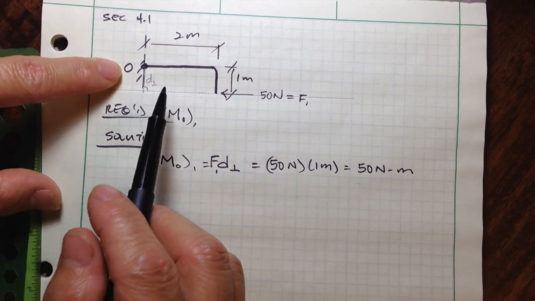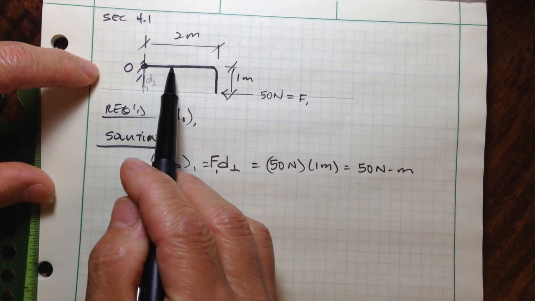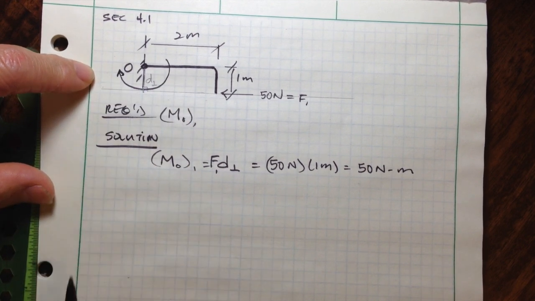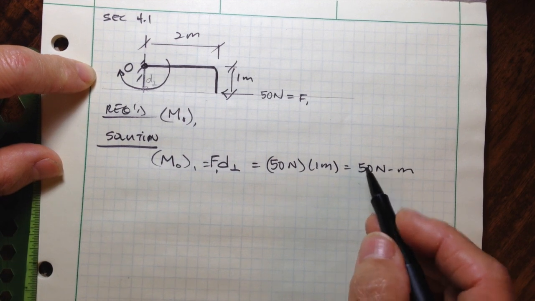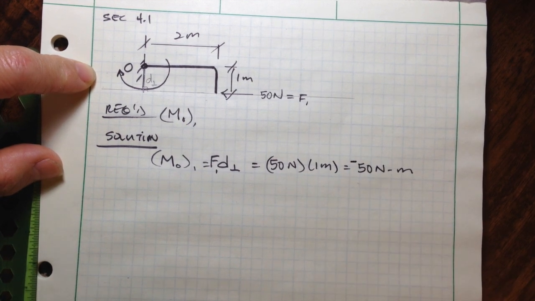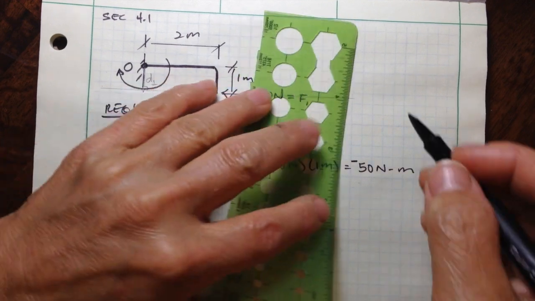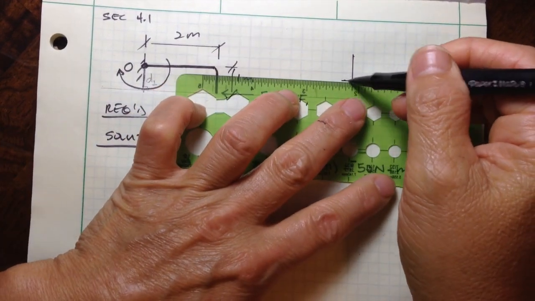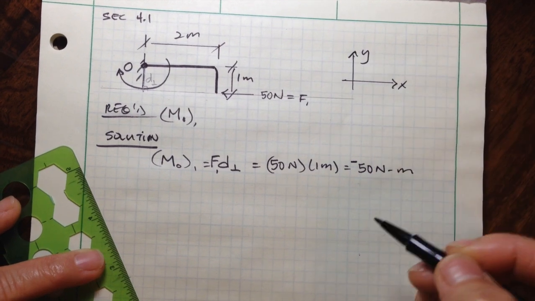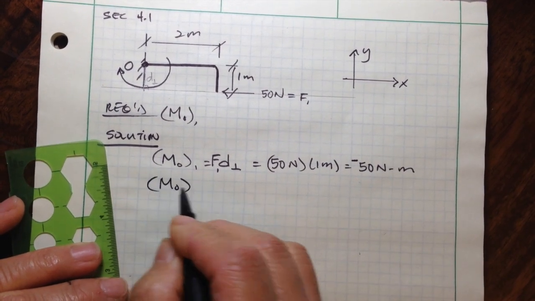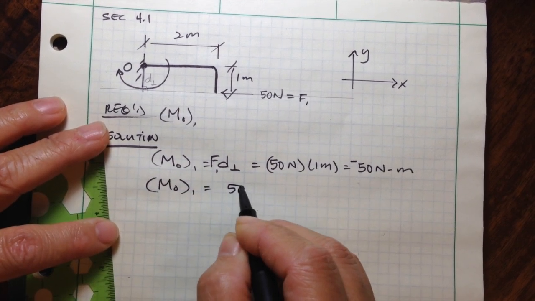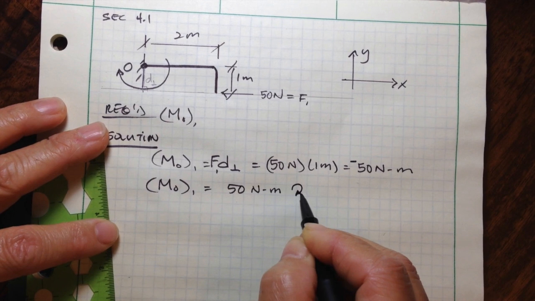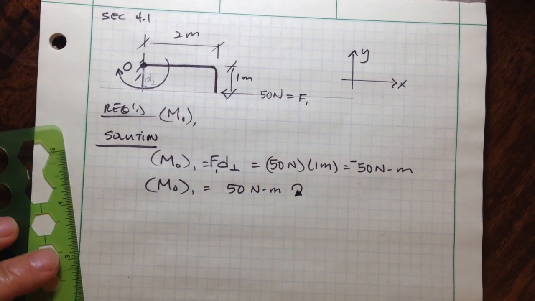And let's see here. It actually would cause it to rotate clockwise. Therefore, that would be a negative value. So we can either write it as a negative 50 newton-meter using the coordinate system x, y, or I can also express it as the moment about O due to force F1 is 50 newton-meter, and I can just indicate the rotation.